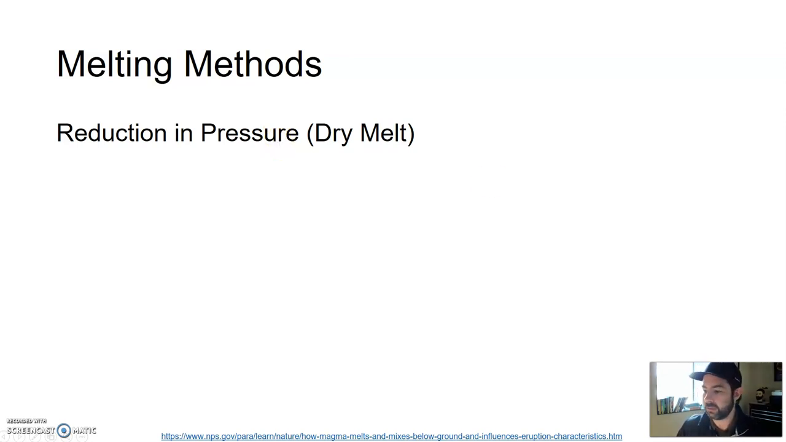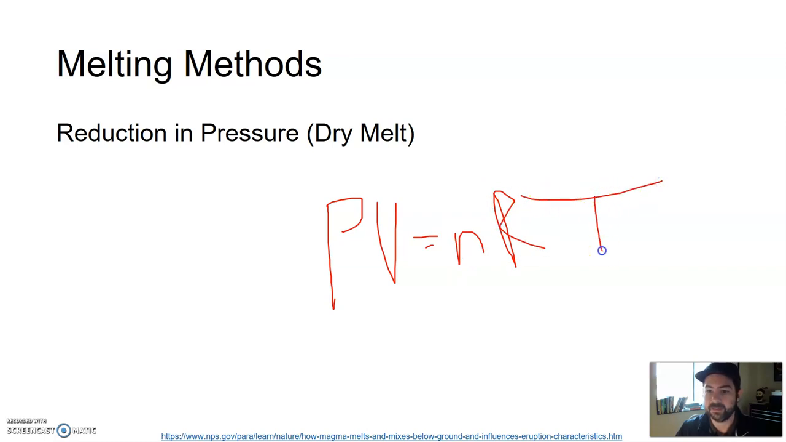Due to chemistry, the ideal gas law is PV = nRT, if you remember a little chemistry. So this equal sign means whatever happens on this side, happens on this side.